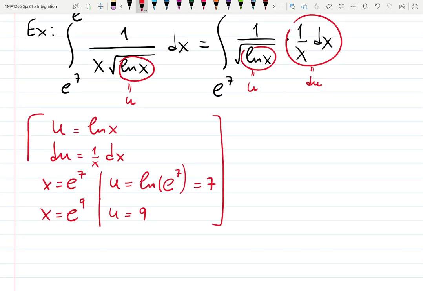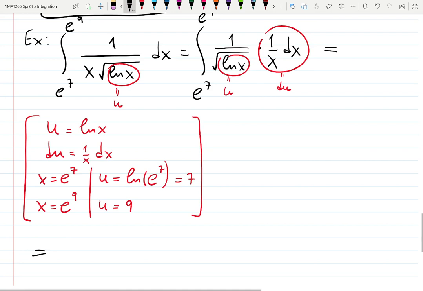This is my extended table for u substitution. After that, I put an equal sign: the integral from 7 to 9 of 1 over square root of u du. The tail perfectly matched with du. 1 over x dx is my integral tail. It perfectly matched with du.